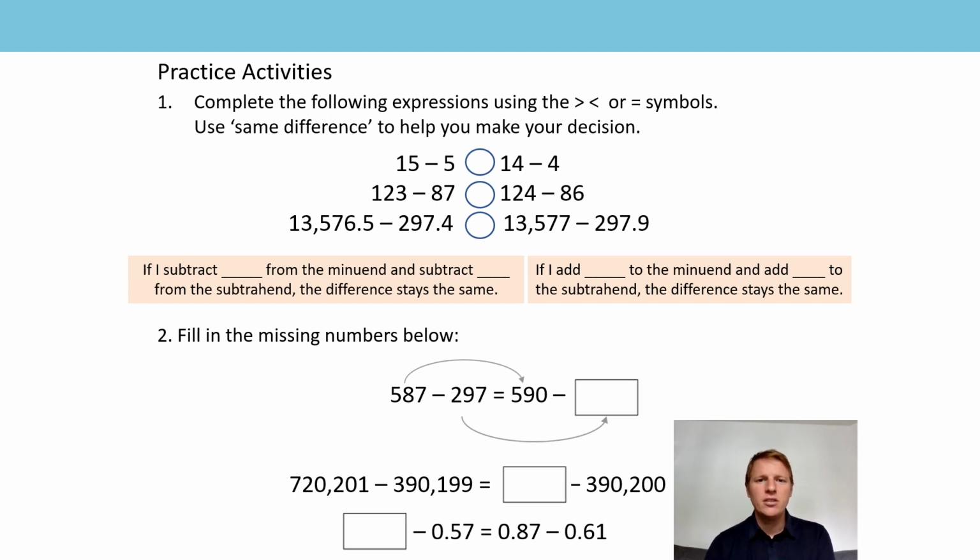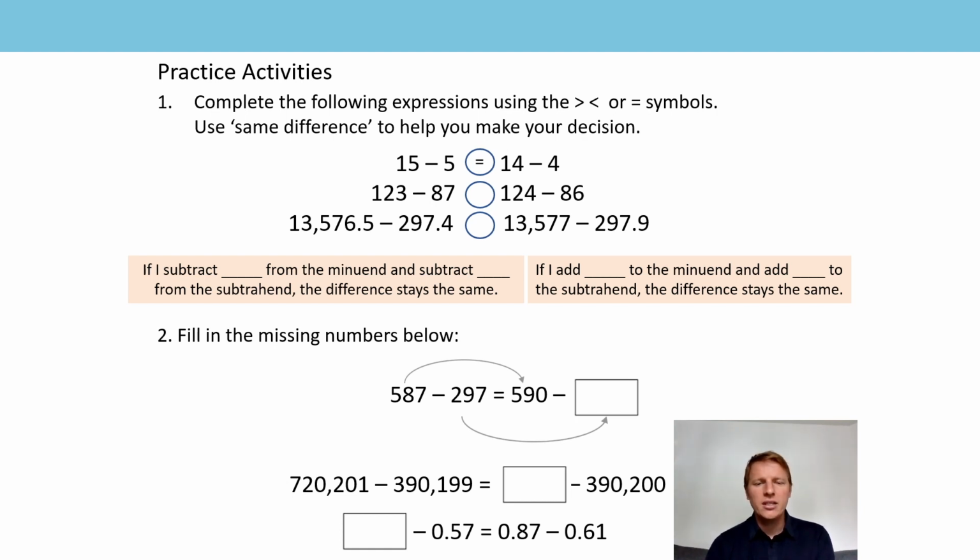We've got 15 subtract 5 and we've got 14 subtract 4. We've got the stem sentences that we used in the previous lesson. I can see that the minuends have decreased in size. We've got 15 and we've got 14. So let's use the sentence on the left. If I subtract 1 from the minuend and subtract 1 from the subtrahend, the difference stays the same. That is true, so they are equal to each other. The next one, let's see.